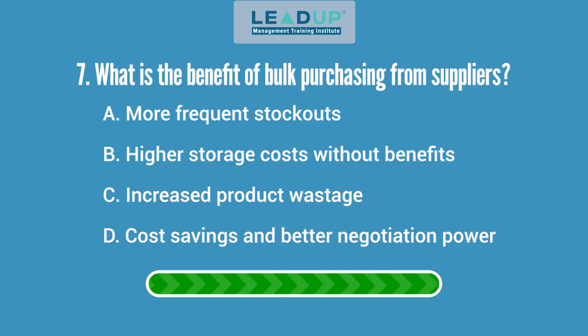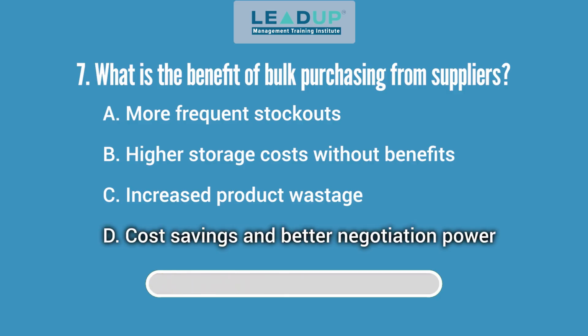Question 7. What is the benefit of bulk purchasing from suppliers? A. More frequent stockouts. B. Higher storage costs without benefits. C. Increased product wastage. And D. Cost savings and better negotiation power. Answer: cost savings and better negotiation power.